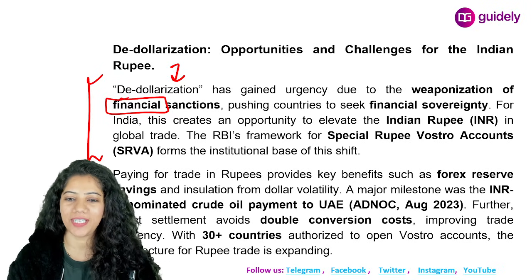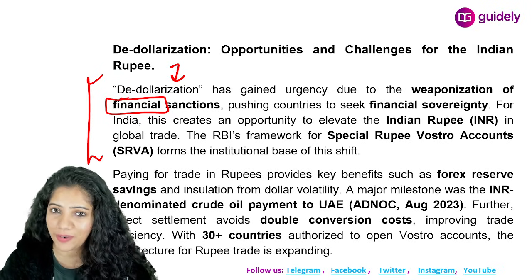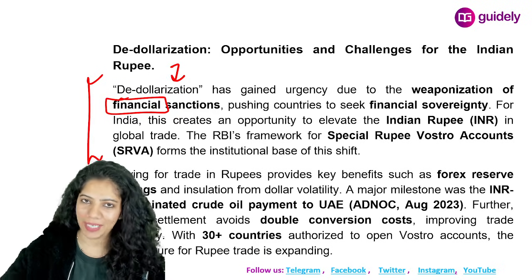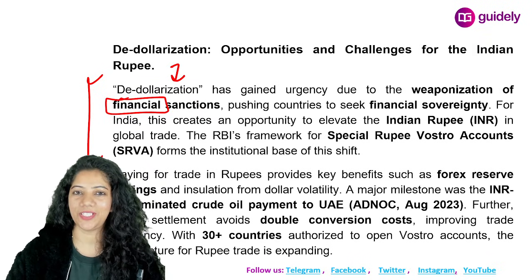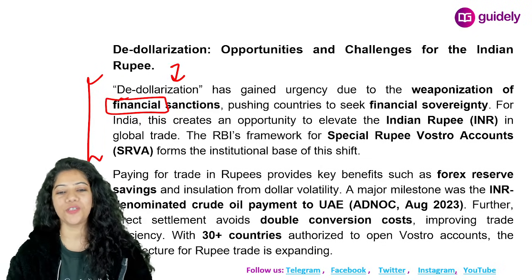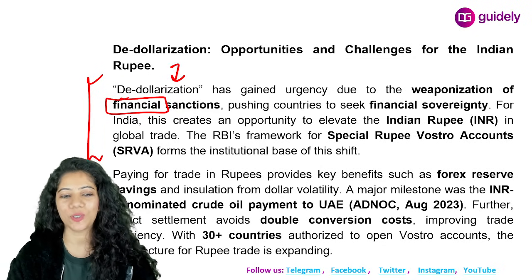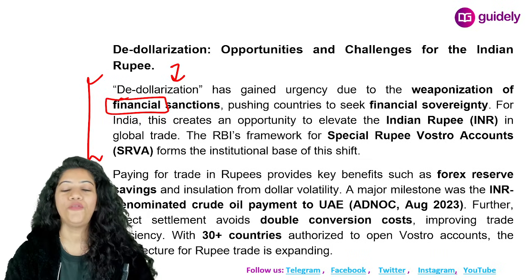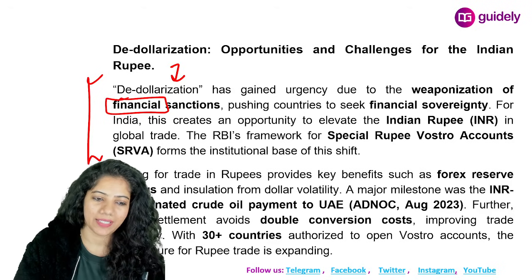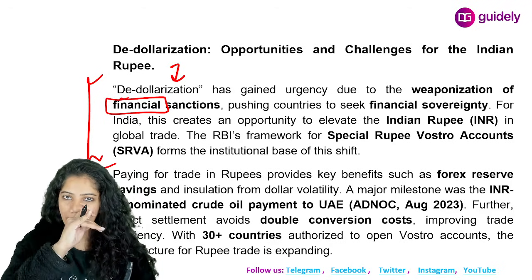Pushing countries to seek financial sovereignty, for India this creates an opportunity to elevate the Indian rupee. Elevate is to increase, here, to take it higher in global trade. The RBI's framework for special rupee vostro accounts, that is called SRVA, forms the institutional base of this shift. All right, this is our introduction. Clear, I have explained it.